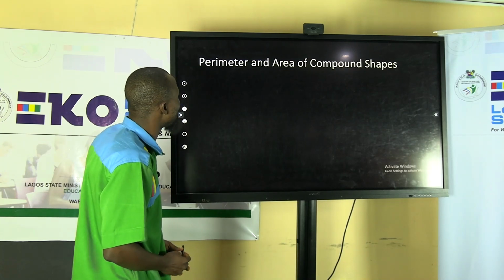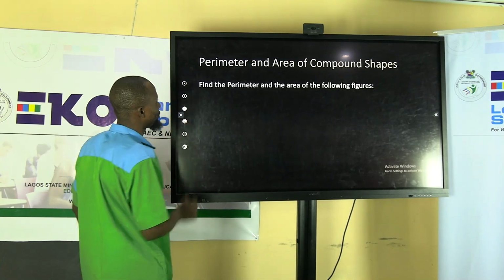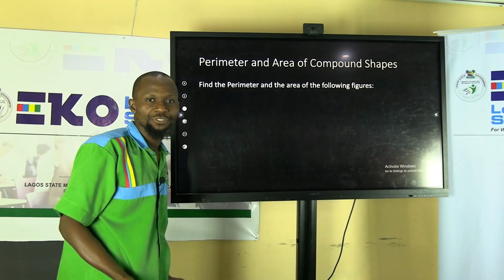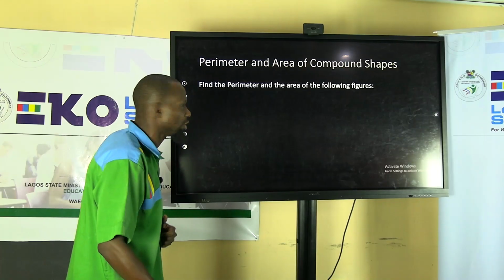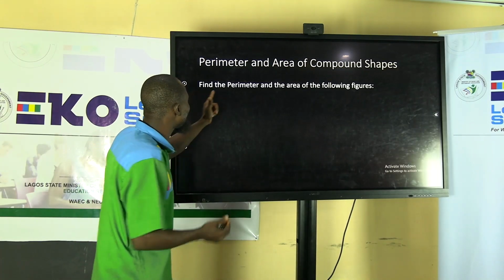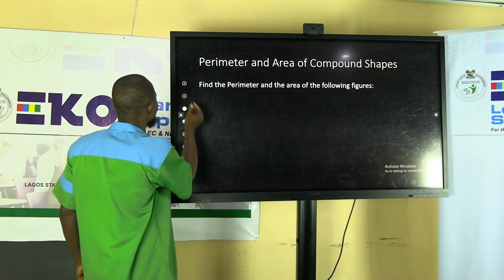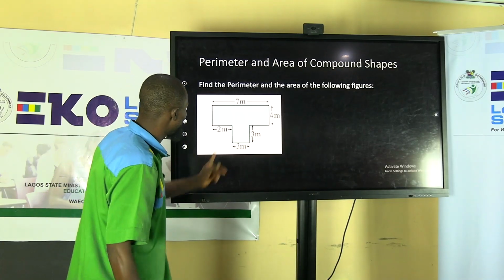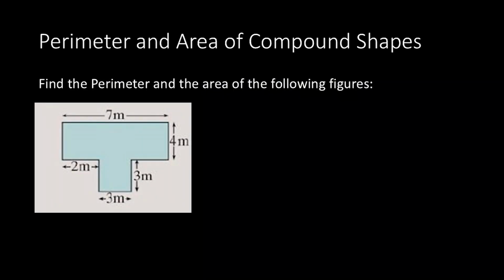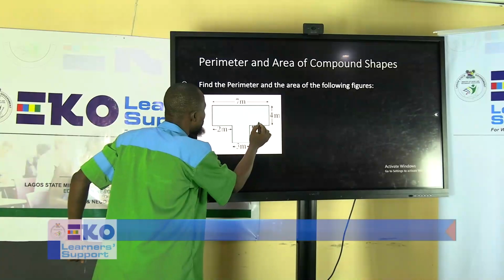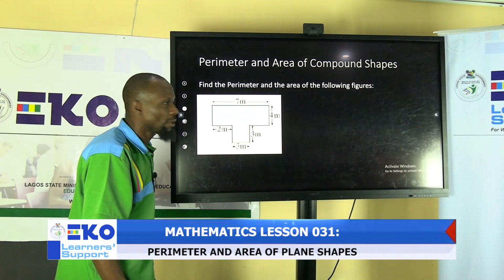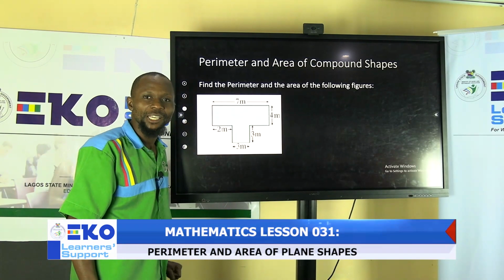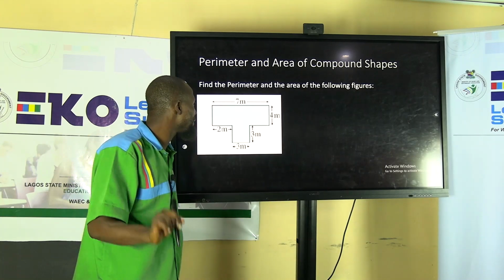So perimeter and area of compound shapes. There are some compound shapes that we know of. I want to look at some of them in this manner. So find the perimeter and the area of the following figures. So this is a compound shape. You can see this is a rectangle. Another rectangle has been merged to a particular rectangle. So how do we find the perimeter here? And how do we find the area?